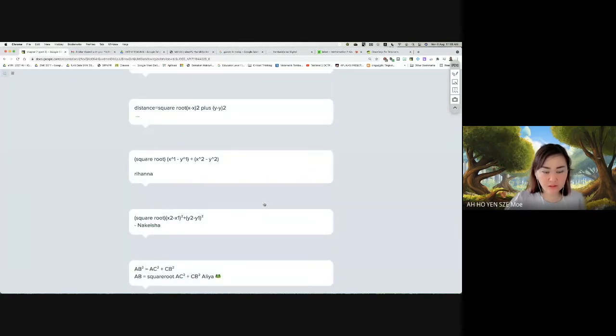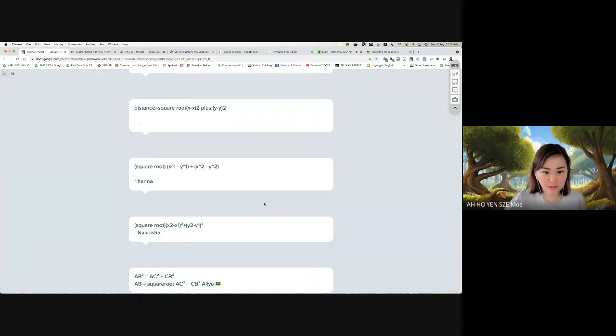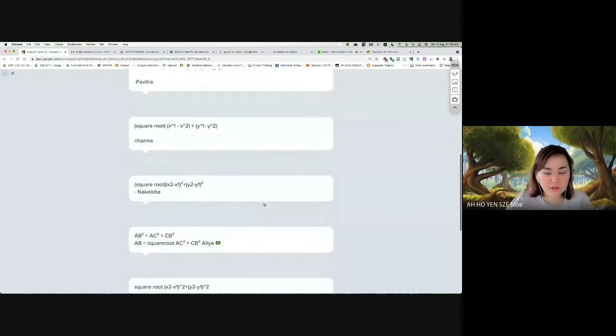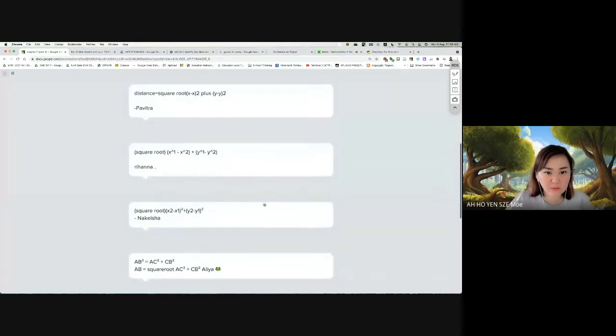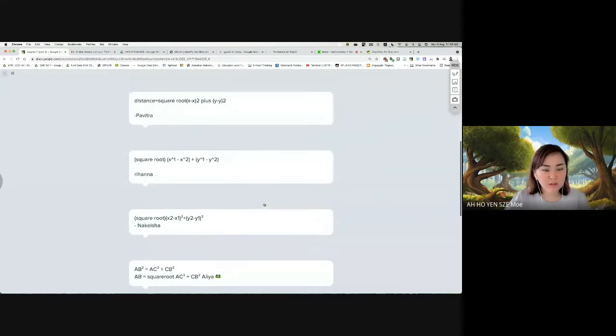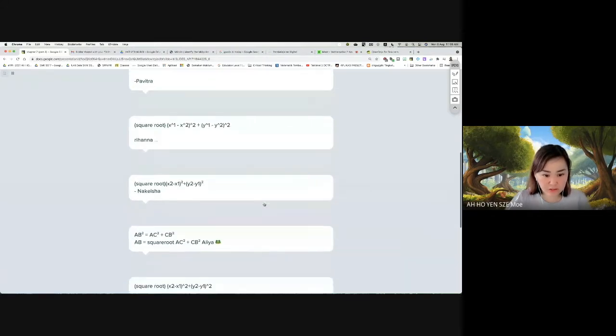Rahana, check your formula. Why a different alphabet? Why x1, x power 1? Go and double check with your formula. Square root, x minus x. You didn't write the numbers either. Never mind, but make sure you know how to use the formula. We want to find the difference between the 2 points on the horizontal and the vertical.